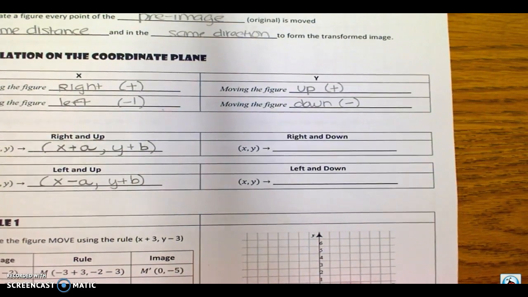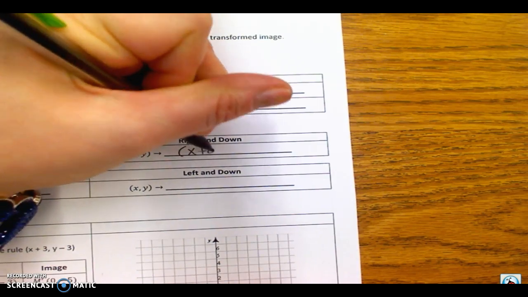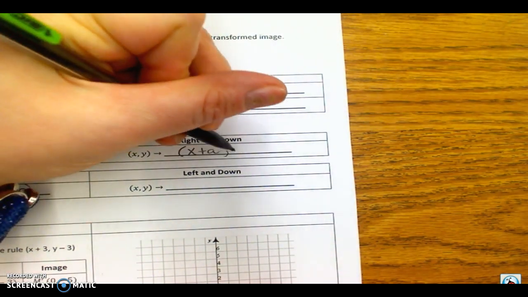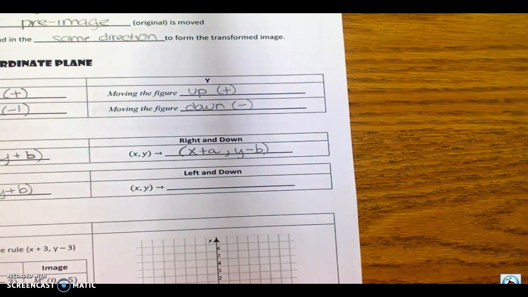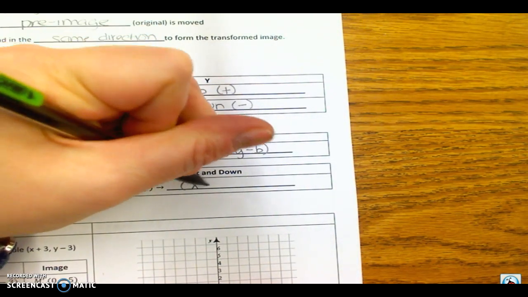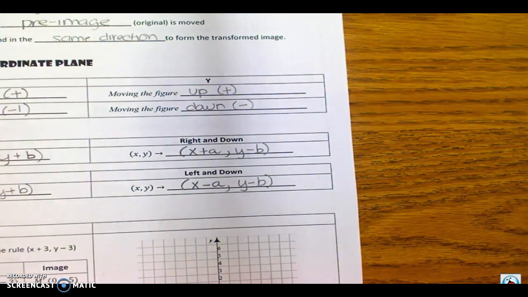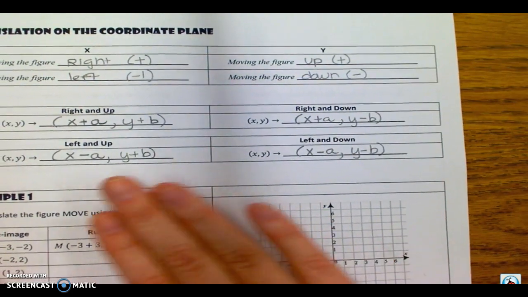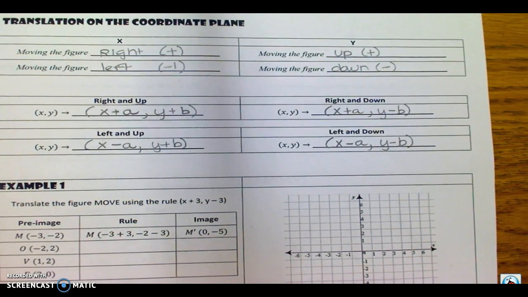And we can keep on going. If we're going to go to the right, we're still adding to our x value. If we're moving down, we're subtracting from our y value. Left, I'm going to subtract. Down, I'm going to subtract. Those are the algebraic rules that you can apply to a point to translate it.